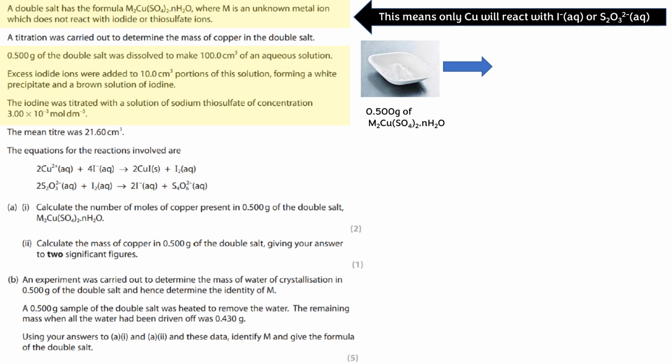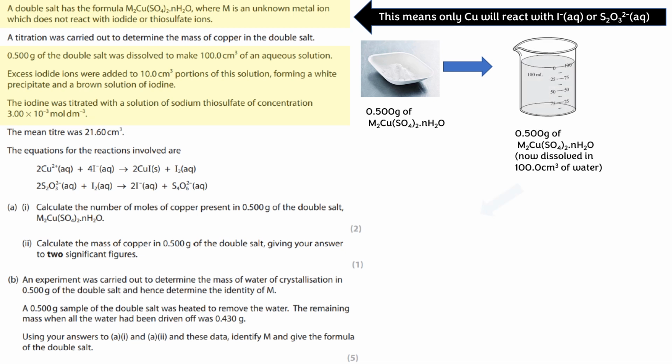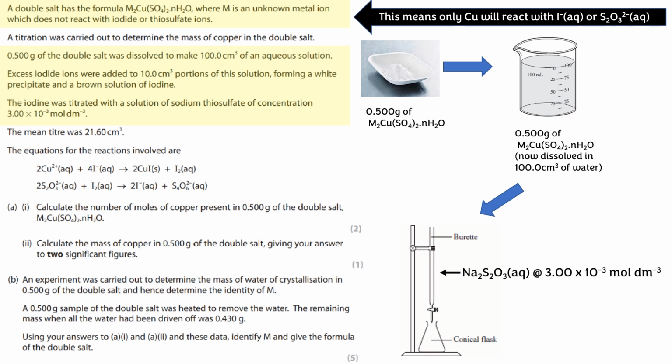So you take 0.5 grams of your double salt, you dissolve it in 100 centimeters cubed of water, and you titrate it using sodium thiosulfate at 3 times 10 to the minus 3 moles per decimeter cubed. And then you react that with some iodine, 10 centimeters cubed to be exact, because it says excess iodide ions were added to 10 centimeters cubed portions of this solution, forming a white precipitate and a brown solution of iodine.